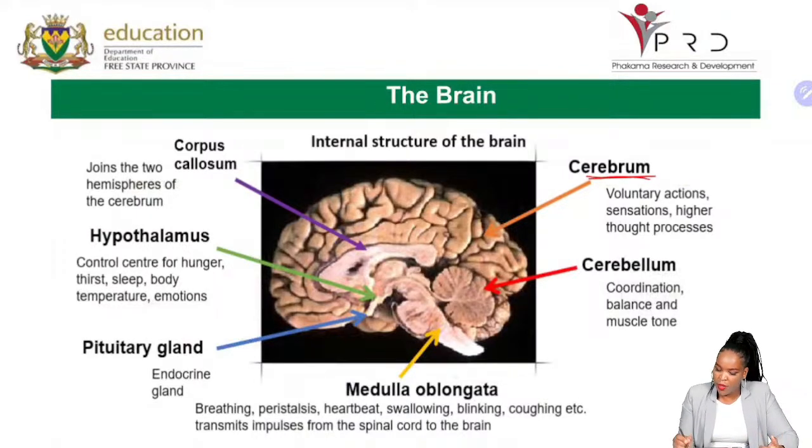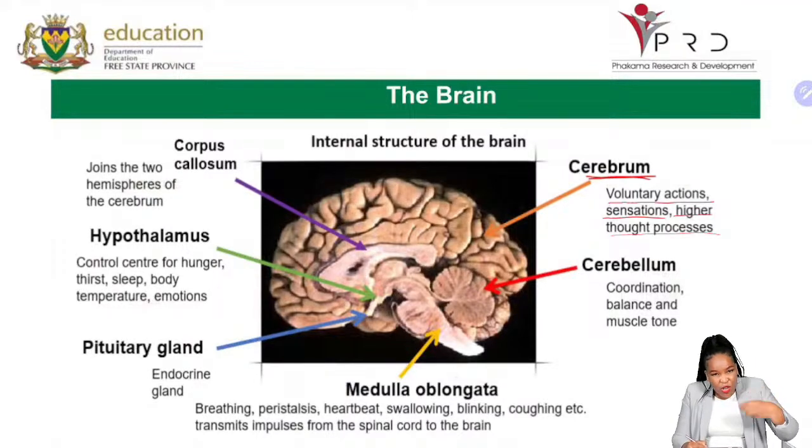The cerebrum is responsible for voluntary actions such as sensations and higher thought processes, your emotions, your thinking, your learning. Now as you are learning, the part of the brain that is stimulated now is the cerebrum. So you are learning with your cerebrum. And whatever you do, you are raising your hand, you are standing up, you are running, you are doing things voluntarily. That is controlled by the cerebrum. So at least now you know, okay, when I'm doing this, I know which part is involved.